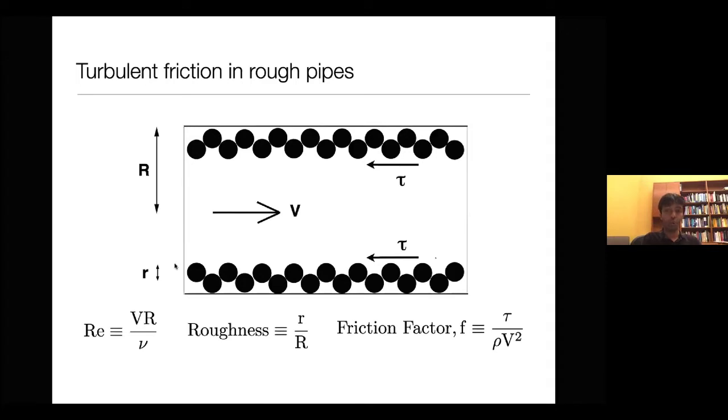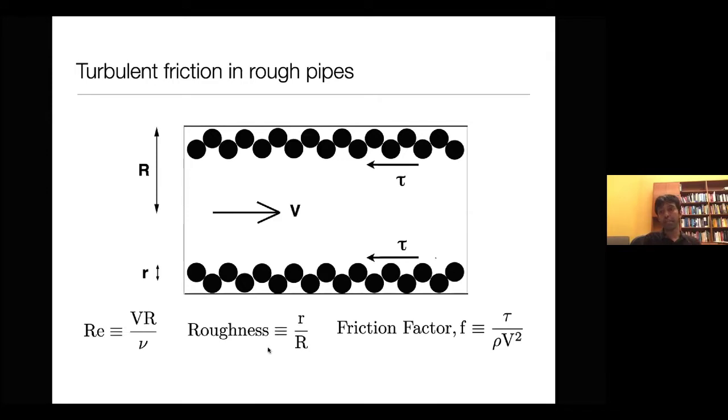What this does is that it makes the interface between the flow and the pipe wall rough with a length scale equal to small r. There is a turbulent friction, which is the main concern of this talk, that develops between the turbulent flow and this rough surface. I'm going to denote that shear stress using tau. The different dimensionless parameters that characterize this problem include the dimensionless velocity, the well-known Reynolds number, where nu is the kinematic viscosity of the fluid.